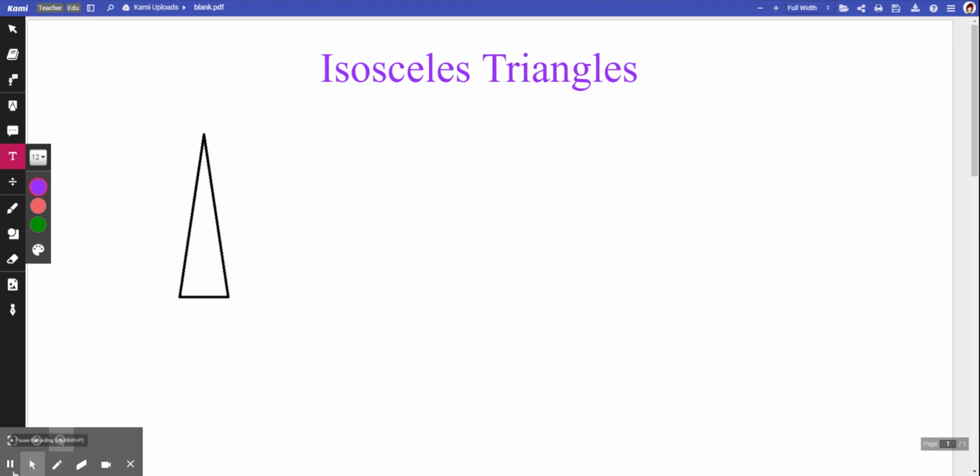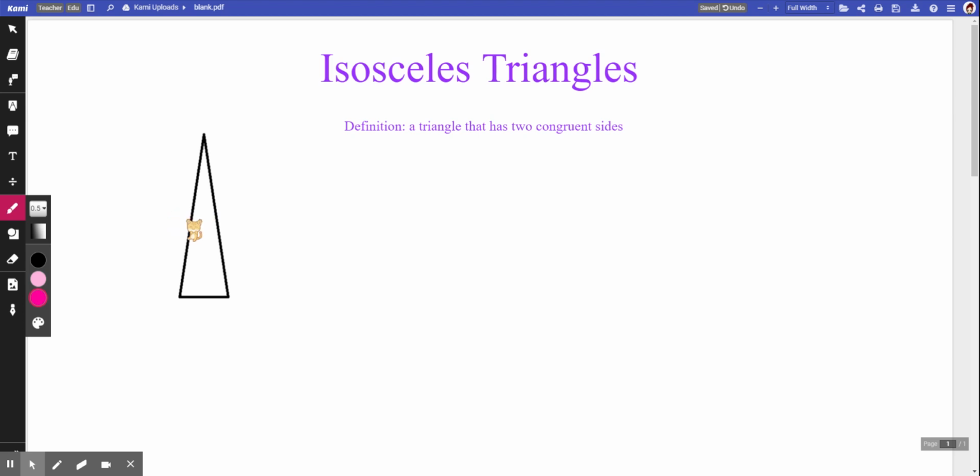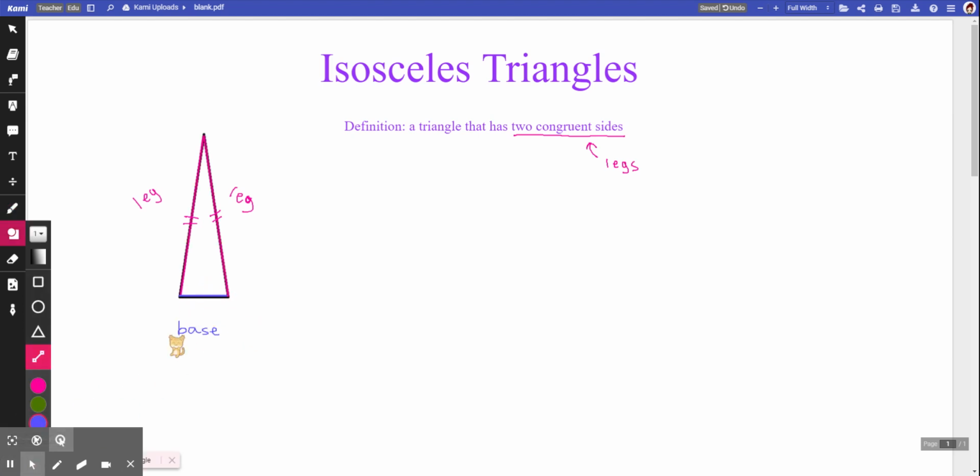So, first things first, the definition of an isosceles triangle is that it's a triangle that has two congruent sides. So, in this case, these two sides are congruent. The two congruent sides are called the legs. And then your third side is called the base.